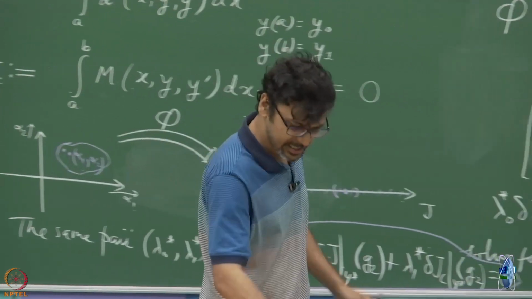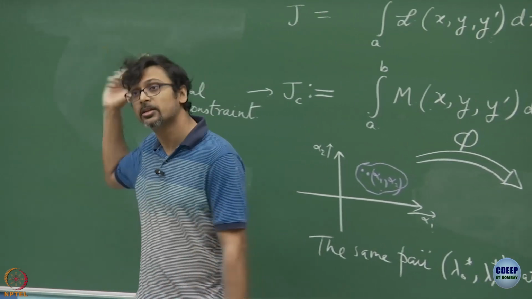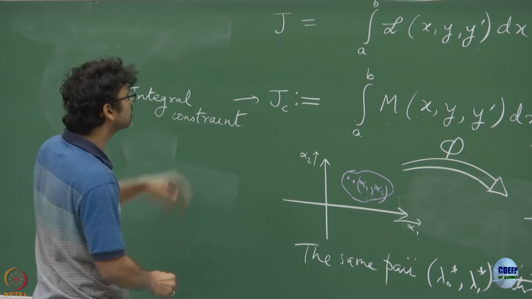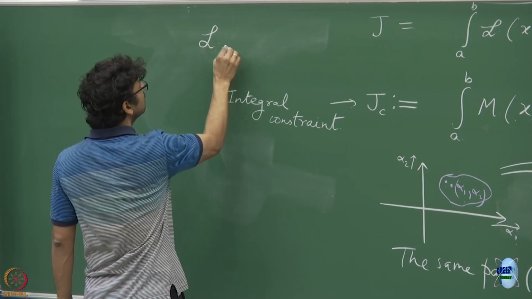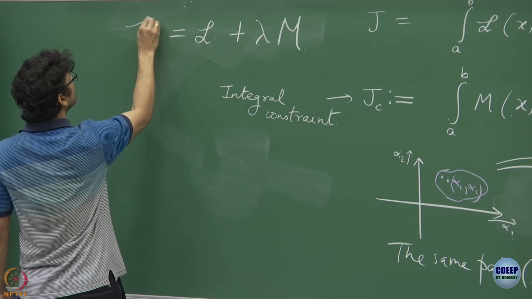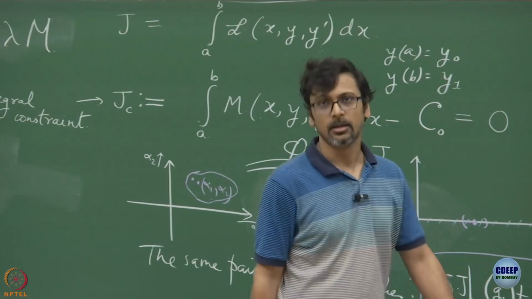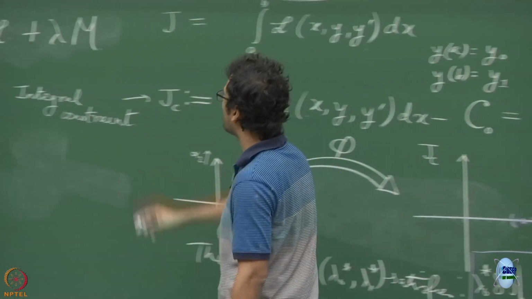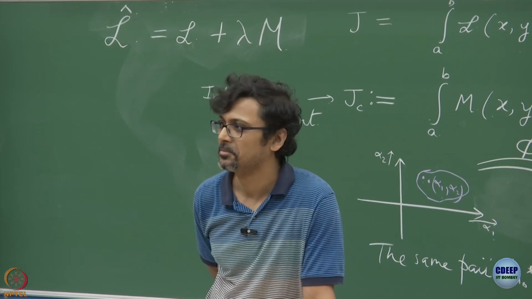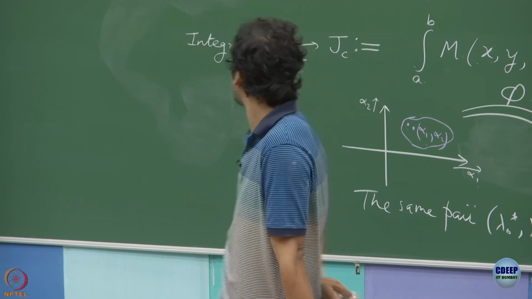So this is an important result, the fact that you can go from a constrained optimization problem to an unconstrained optimization problem, provided you now make this mental change that I will look at L plus lambda m as my modified Lagrangian and seek not just the optimal y but also the optimal lambda. These lambdas are still numbers, by the way, yeah. So that's the good thing. These are still some constant numbers because of the fact that this is an integral constraint.